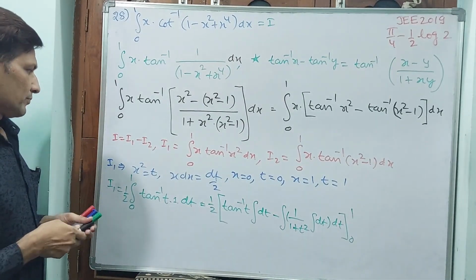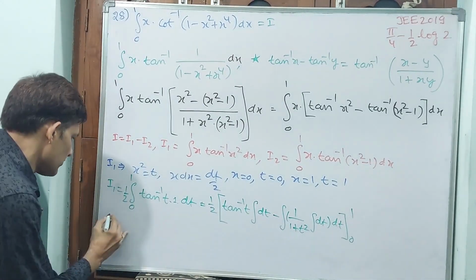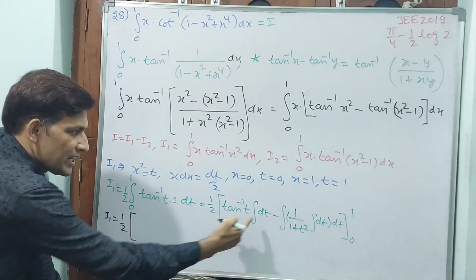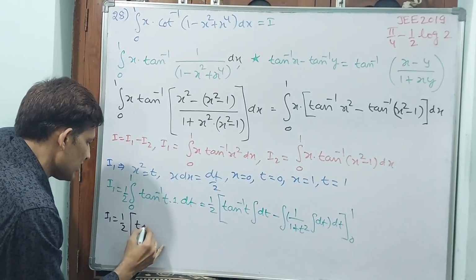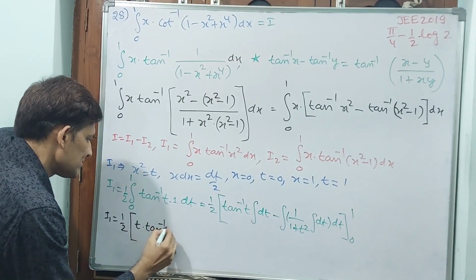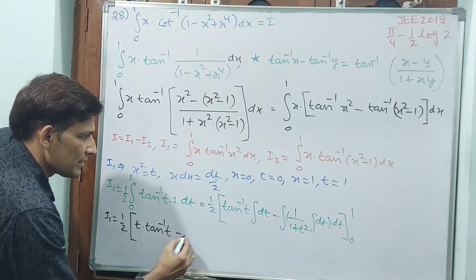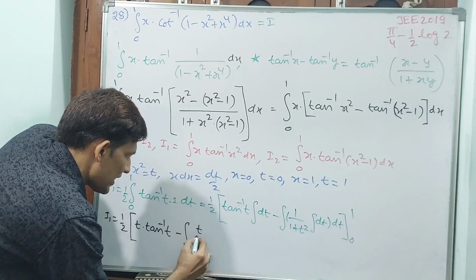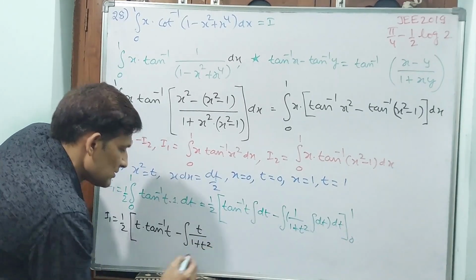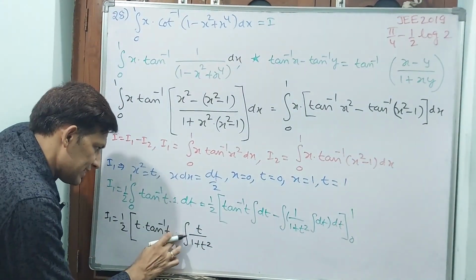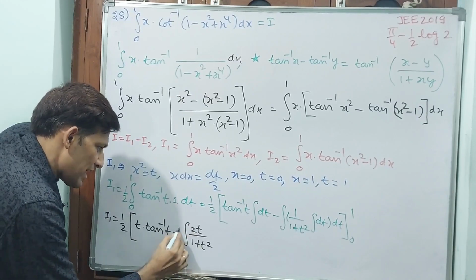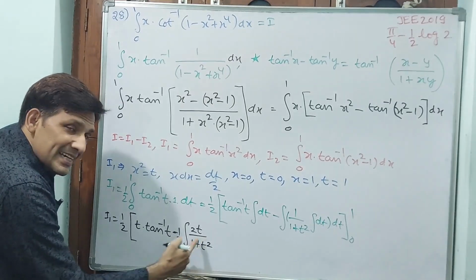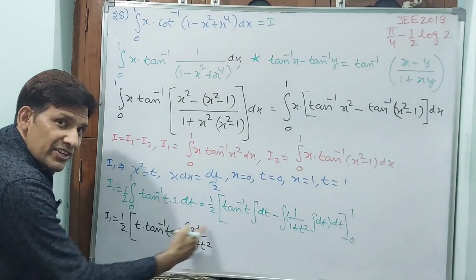Proceed. I1 is equal to 1 by 2 times [t into tan inverse t, minus integral of t by 1 plus t square dt]. Here t will come from the integral of 1. See what I am doing here: 2t by 2. Shall I write it? The 2 is going to get cancelled. Why? Because if you take this as theta, this is d theta.